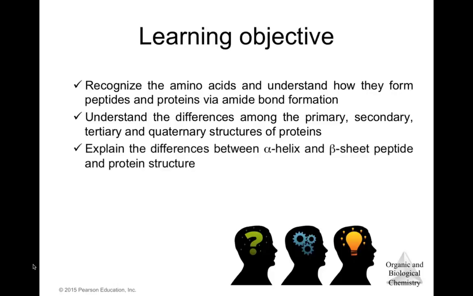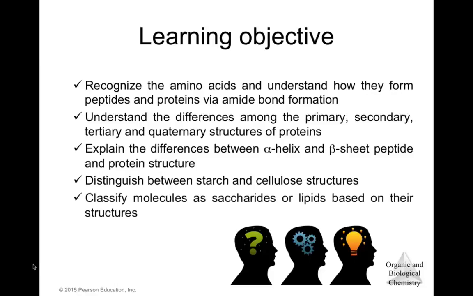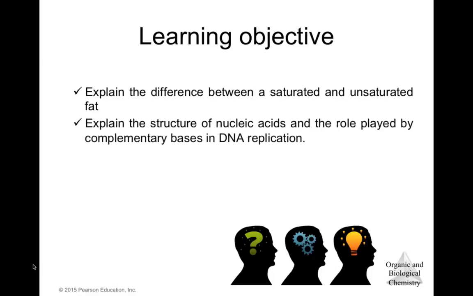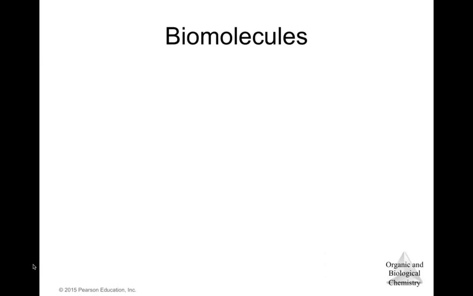You will be able to explain the difference between the alpha helix and the beta sheet peptide and protein structure. You will distinguish between starch and cellulose structures. You also will classify molecules as saccharides or lipids based on their structures. You will be able to explain the difference between a saturated and unsaturated fat. Also, you will be able to explain the structure of nucleic acids and the role played by complementary bases in DNA replication. So let's start by talking about biomolecules.